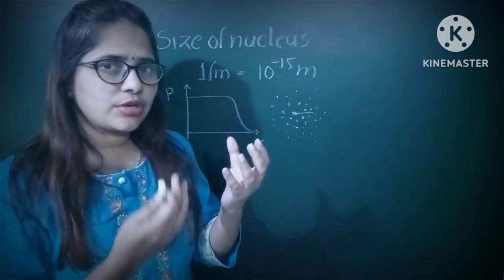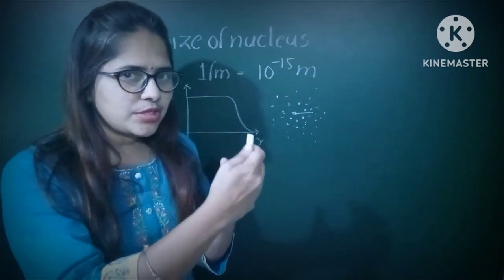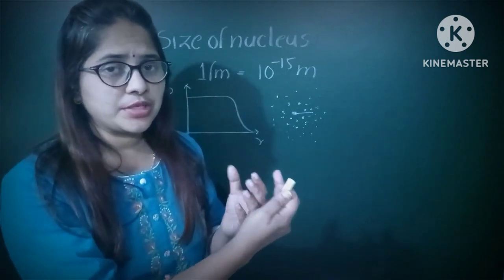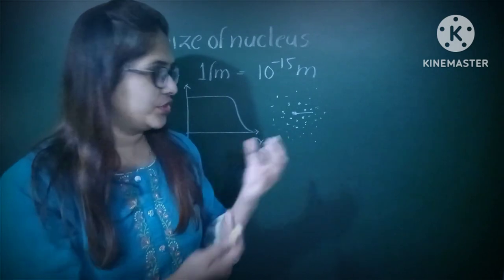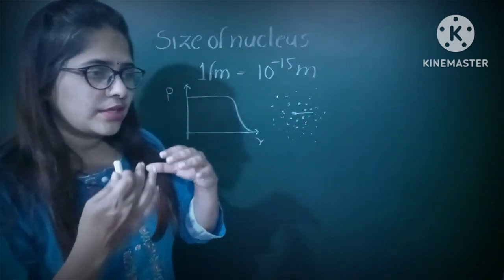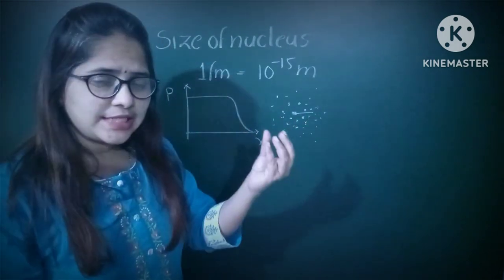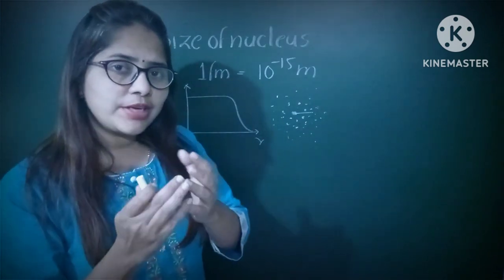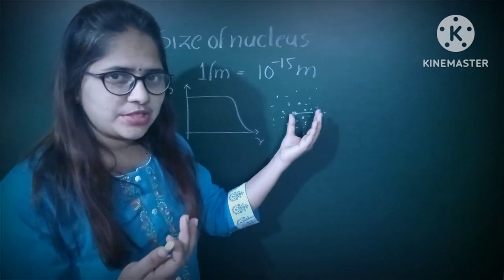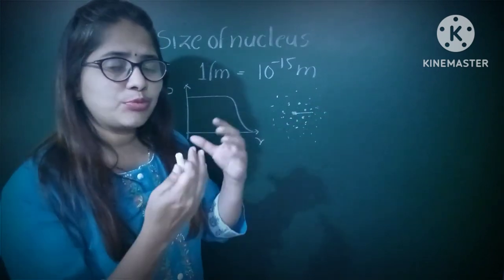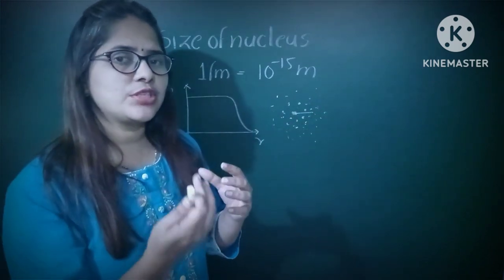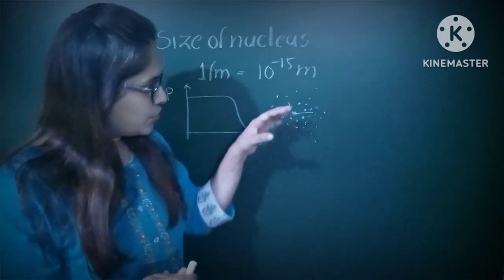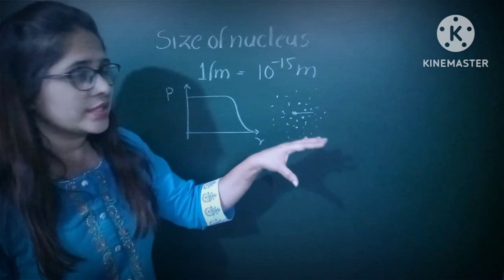The nucleus is not like a hard ball where up to some distance nucleons are there and after that nucleons are absent. This is not the picture of the nucleus. Rather, the charge density, meaning the number of protons and neutrons, is uniformly distributed up to some distance, and after that the probability of finding protons and neutrons goes on reducing exponentially. This is how the nucleus looks.